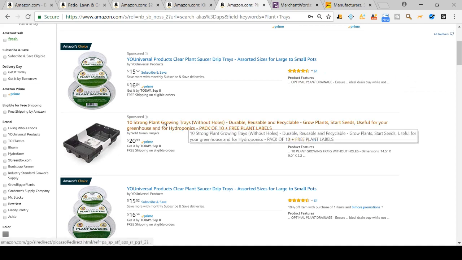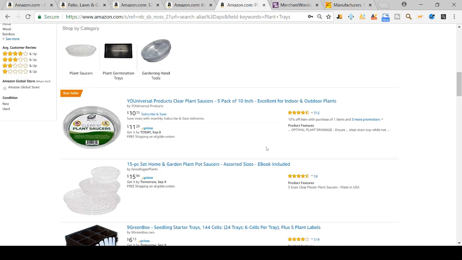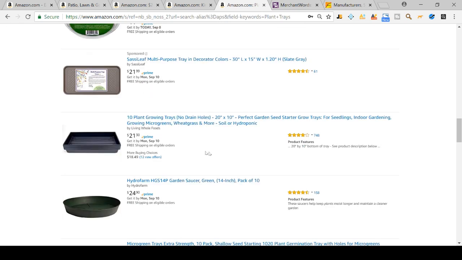So this area is the title. Now I am going to see this one is selling for $21.30. It has 748 reviews. The average star count is 4 out of 5, and it's selling pretty well. So it does fulfill another criteria that it has less than 1,000 reviews in total, and it has a 4-star count, which means it's a decent product.